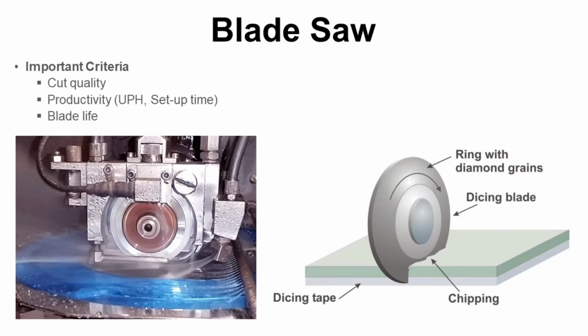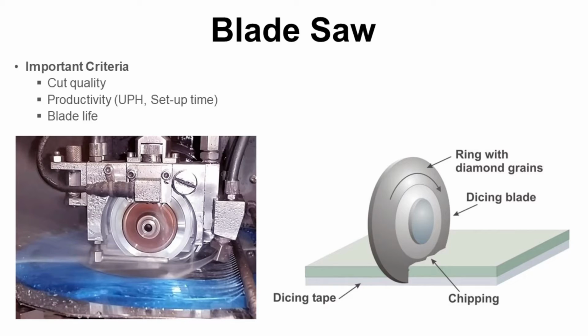Before we start wafer soak process, there are some items we need to think about. Those are cut quality, productivity, and blade life. Cut quality is about chipping size and cup width. So, we need to select the best solution to minimize chipping and cup width. Productivity is about how many units we can saw per hour, and it should include the setup time as well. Blade life means how long we can use blade.